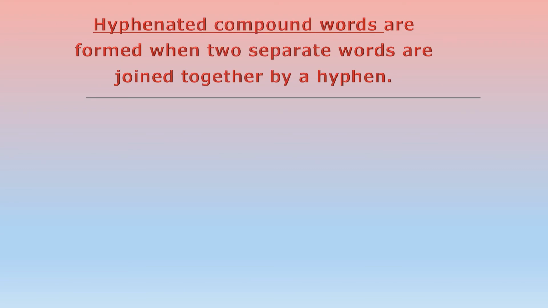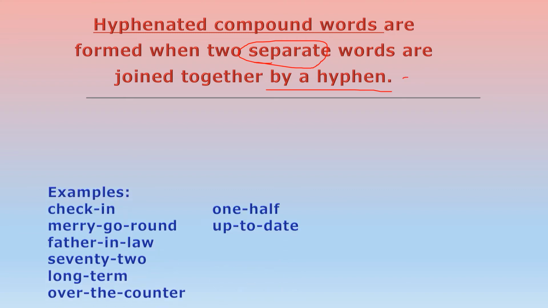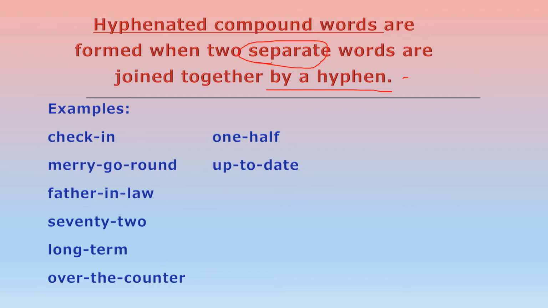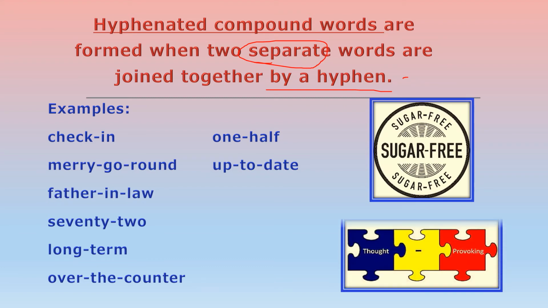The third type of compound word is hyphenated compound words. Now these are formed again when two separate words, here also they are separate words, are joined together by a hyphen. A hyphen is a small dash like this. Okay. So the examples are like check-in, merry-go-round, father-in-law, mother-in-law, number 72, over the counter, up to date, sugar-free, thought-provoking. Okay, so this is the third type of compound word.